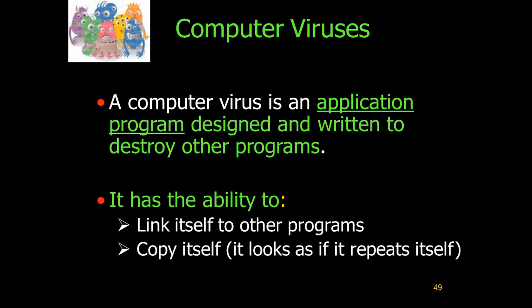A computer virus is an application program that is designed and written to destroy other programs. It has the ability to attach itself to a program, then replicate. So a virus first attaches itself to an already existing program on your computer. Once you click to open that program, it will continuously replicate itself.